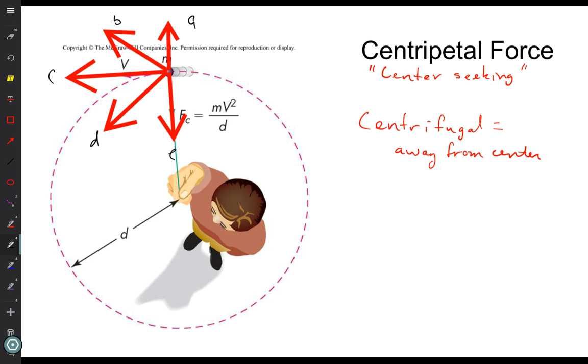Now, I've spent a lot of time on this because it's really important in astronomy that we understand gravity is pulling things in, like the moon. The moon is being pulled in by gravity, and that force is making it constantly change direction so it goes around the Earth.